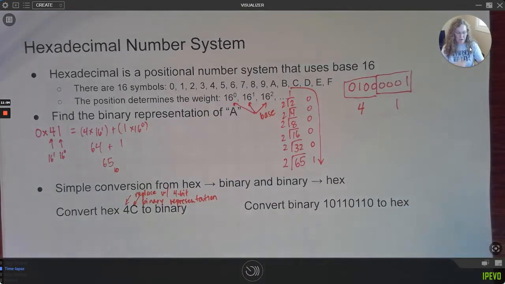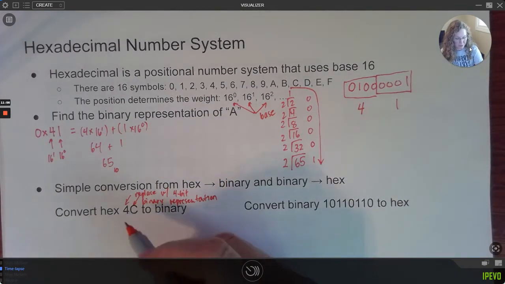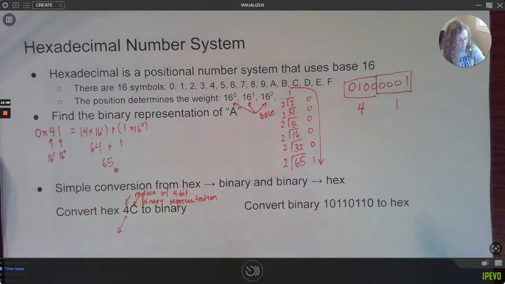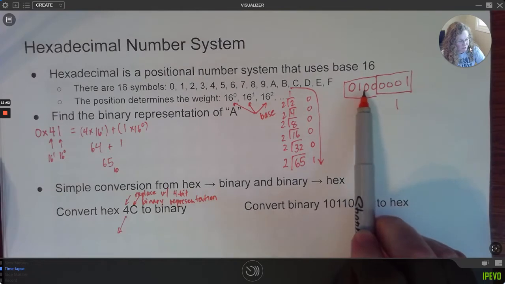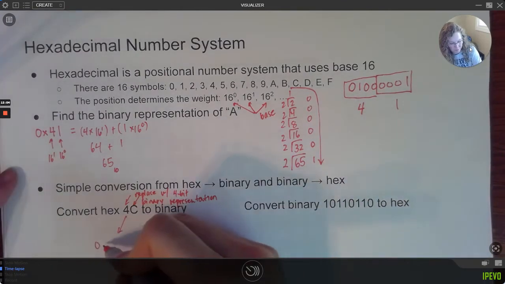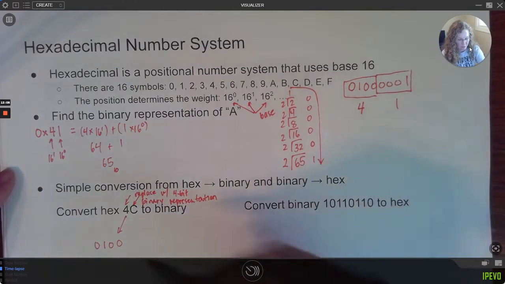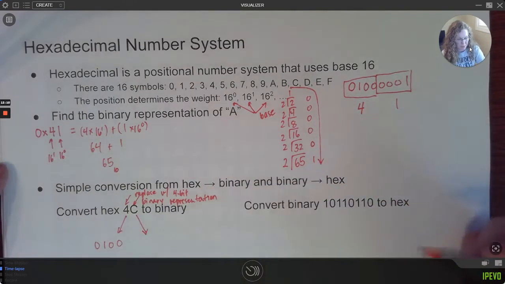Okay, so I'm going to take the 4 and replace it with 4 bits. We can even look at that up here. That was 0, 1, 0, 0. Okay, and then we'll take the C and replace it with its 4-bit representation.